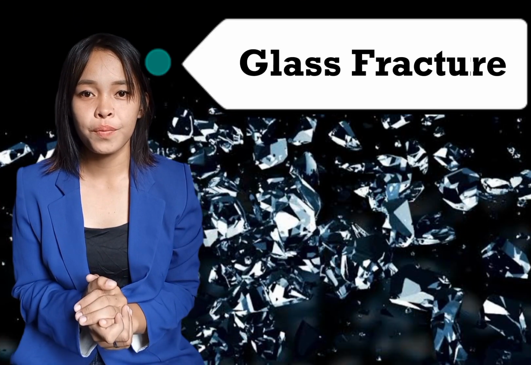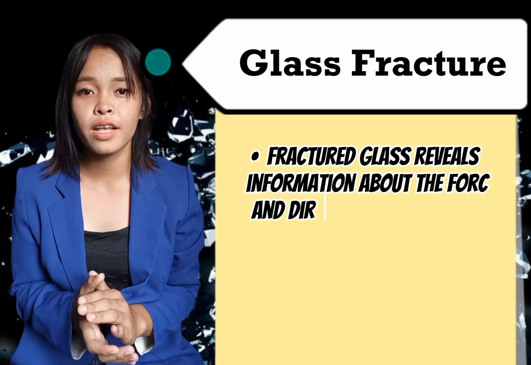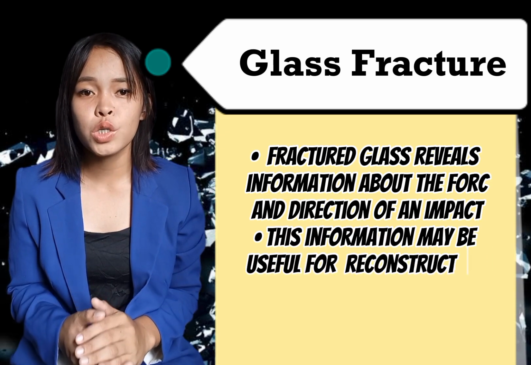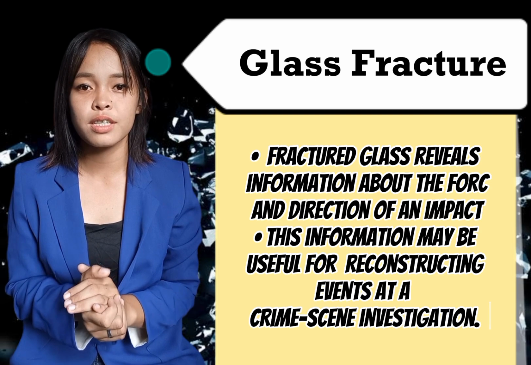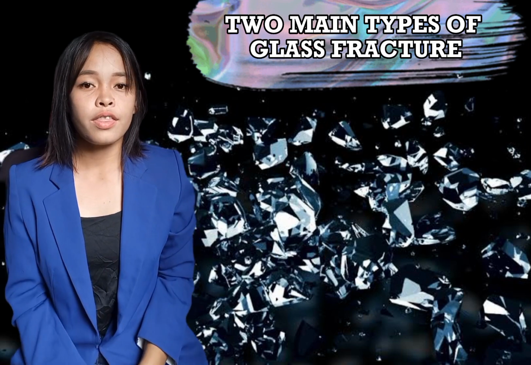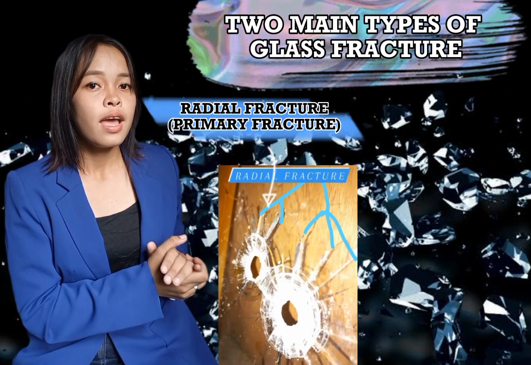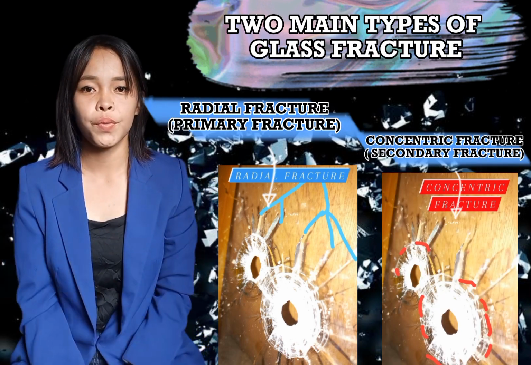Glass fracture. Fractured glass reveals information about the force and direction of an impact. This information may be useful for reconstructing events in a crime scene investigation. There are two main types of glass fracture: radial fracture, or what we call primary fracture, and concentric fracture, or what we call secondary fracture.